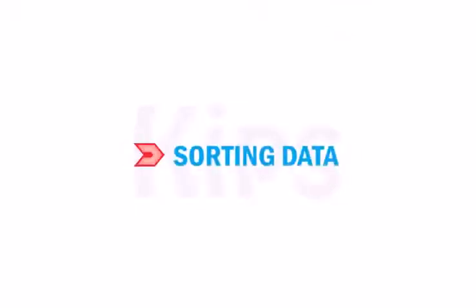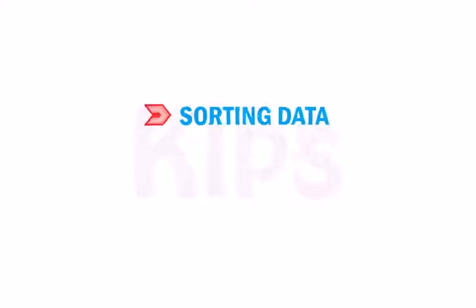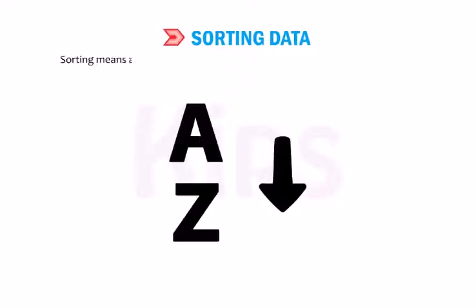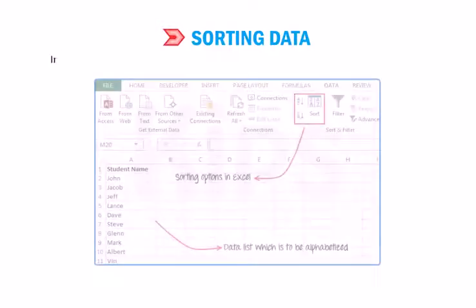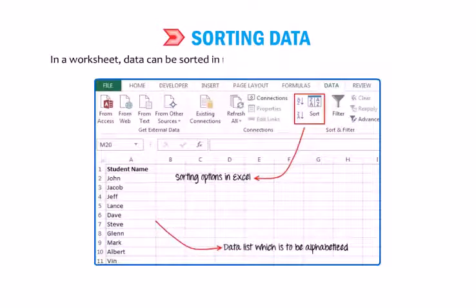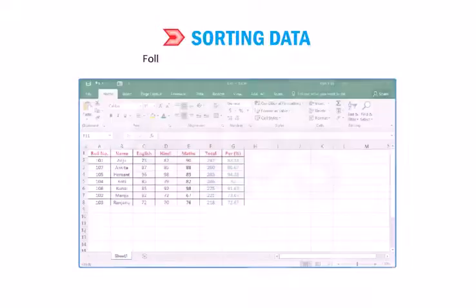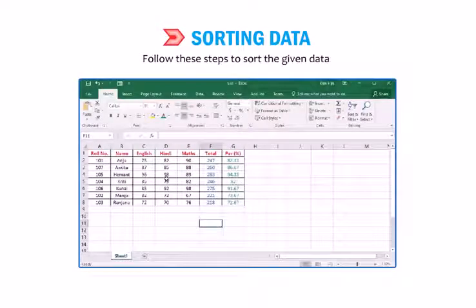Alright students, now we shall learn how to sort data in Excel. Sorting means arranging the data either in ascending or descending order. In a worksheet, data can be sorted in rows on the basis of text, numbers or dates. Once the data is organized, it becomes easy to work with it. Follow these steps to sort the given data.